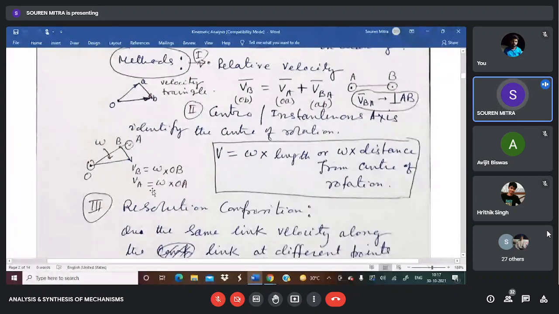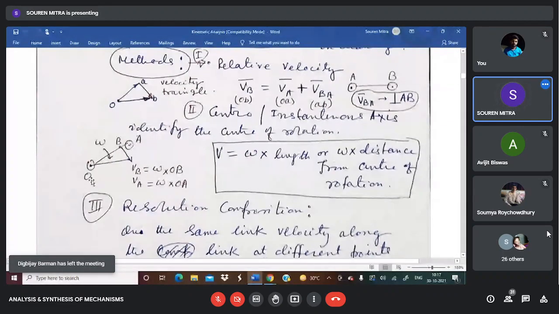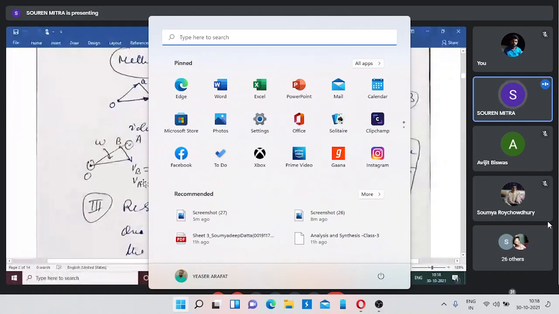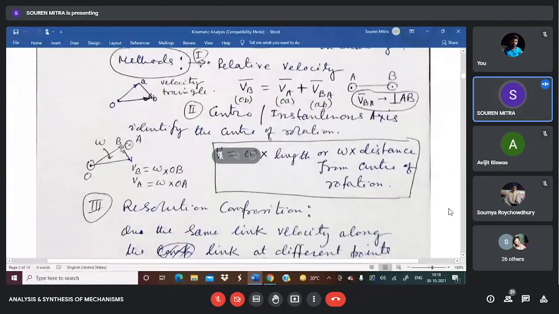But at some other point, what is the velocity? It is the same thing. That is omega into the distance of this point B from O. So by using this simple concept, we can determine the velocities on different links. So the concept is that if you have a center of rotation, velocities will always be perpendicular to the line joining the point and the center of rotation. It has to be perpendicular because it is rotating about this, and its value will be omega into this length. Is it understood?